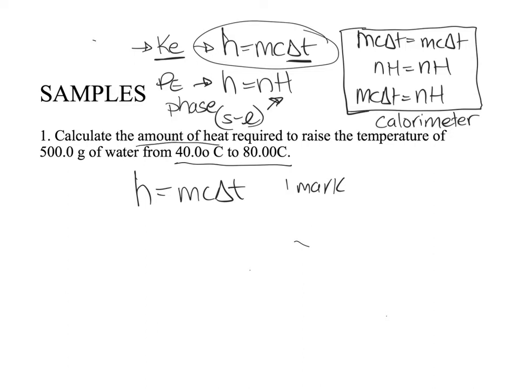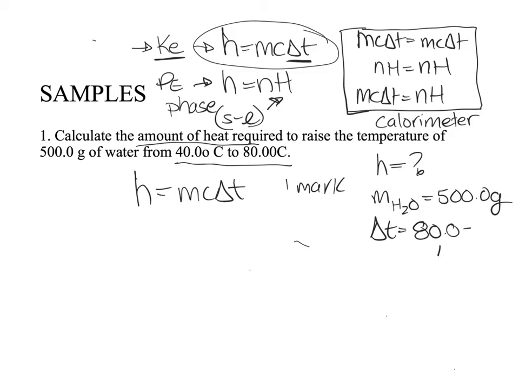Okay, I also want to see that you actually make a list. So it says to calculate the amount of heat. That would be the H in the formula. It gives me the mass, and it's of water, so I'm just going to write H2O underneath, and 500 grams. And then it has a temperature change. The temperature change is never going to be a negative number. It's always going to be the smaller one being subtracted from the bigger one. So, oops, sorry, other way around. So we get 40 degrees for a temperature change.